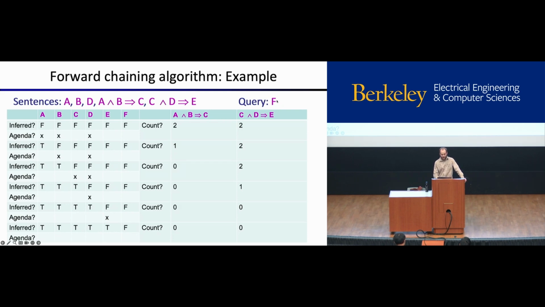Have we ever concluded F? No, of course not. We were never going to, but this is how the algorithm behaves on this problem. If our query had been E, then this would be the step where we would output true, because we've just inferred E.